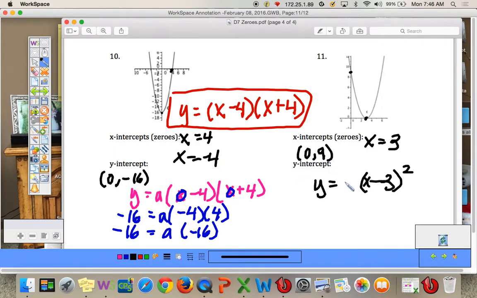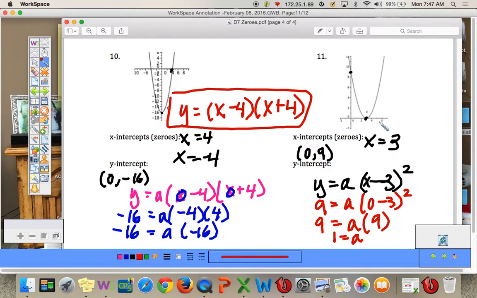So let's plug in our x and y. So 9 equals a times 0 minus 3 squared. 9 equals a times 9. So here again, a equals 1. So your equation is y equals x minus 3 squared.